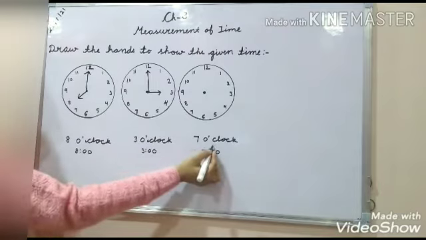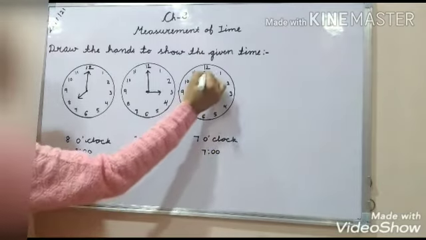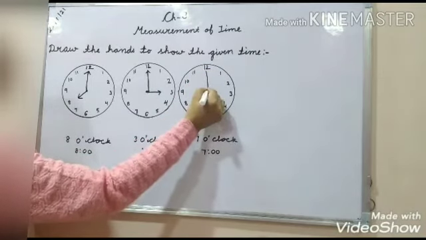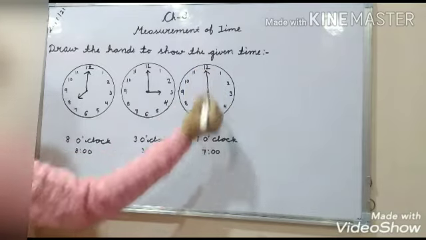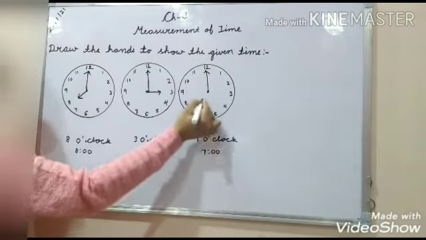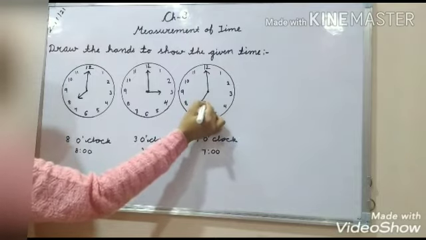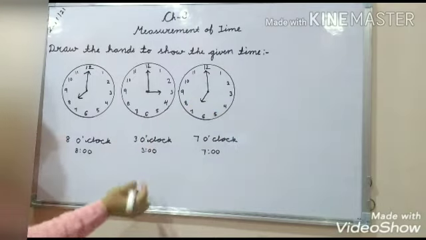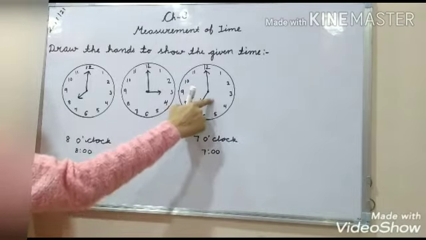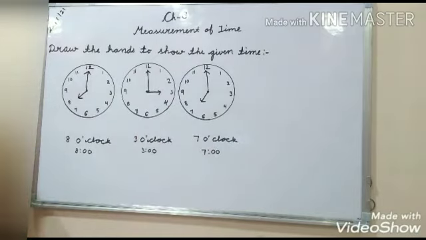In this clock, that is 7 o'clock. So what will you do? You will make the longer hand at 12. The longer hand will be at 12. And the shorter hand, since we have to show 7 o'clock, we will make the short hand at 7. So when o'clock time is coming, you will draw the hands like this. Okay children.